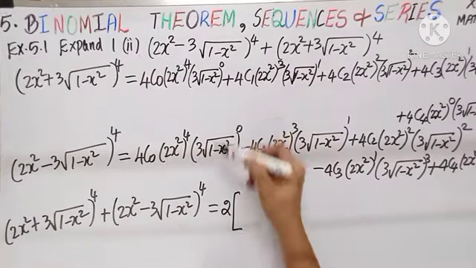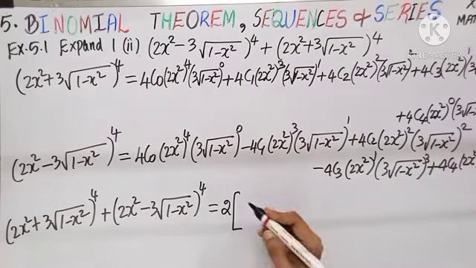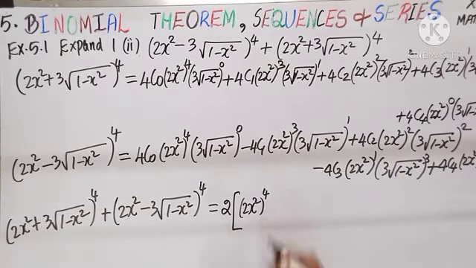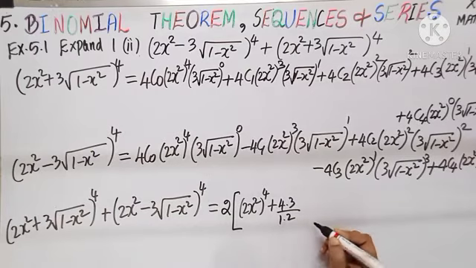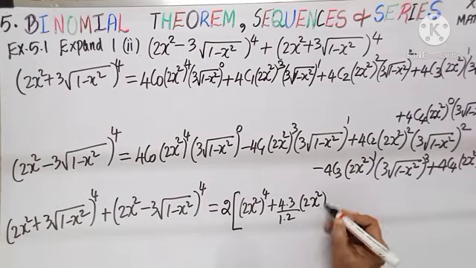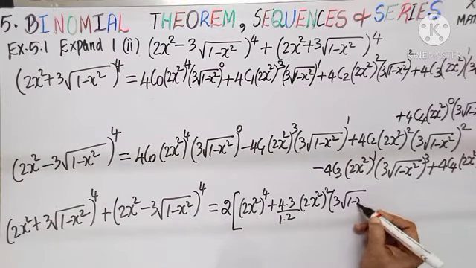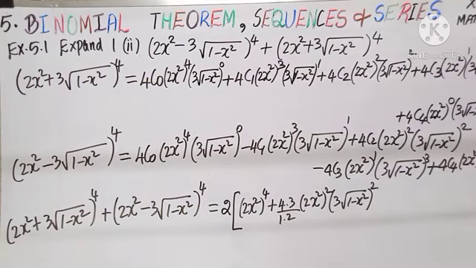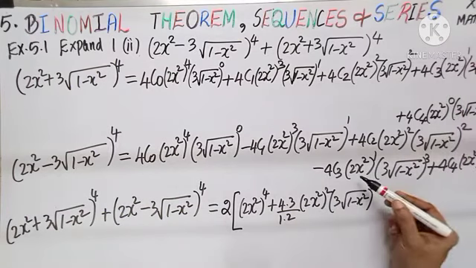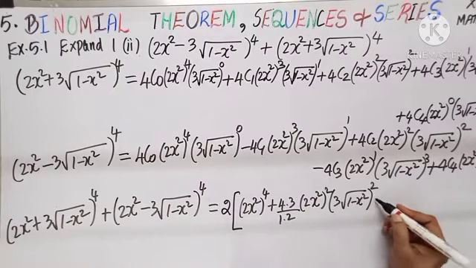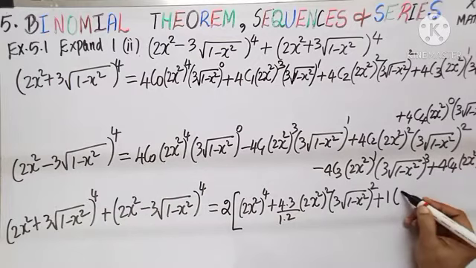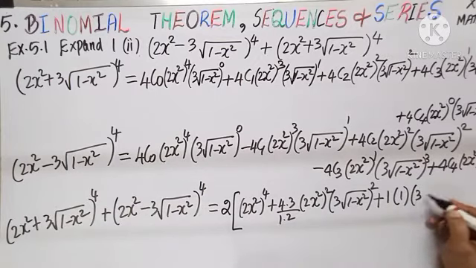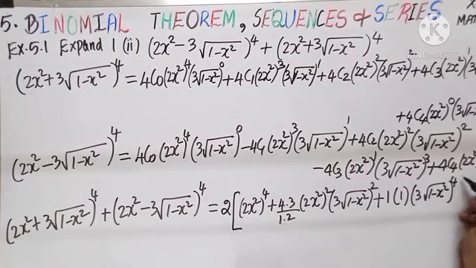4c0 is 1, this power 0 is also 1. I am left with 2x square power 4. Plus term, minus term cancels. 4c2, we will write 4 into 3 by 1 into 2, 2x square power 2, 3 root of 1 minus x square the whole square. Again plus 4c3 minus 4c3 cancels. Plus 4c4 is 1. Anything power 0 is also 1. 3 root of 1 minus x square power 4.